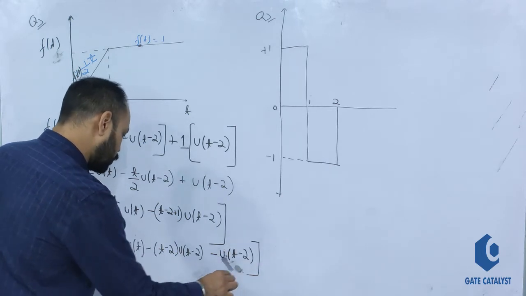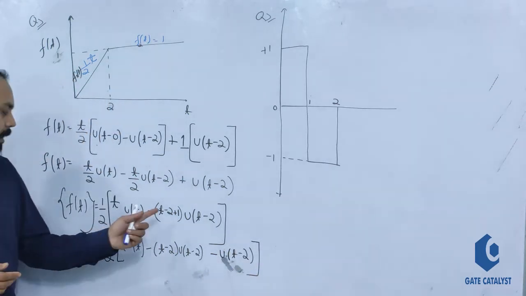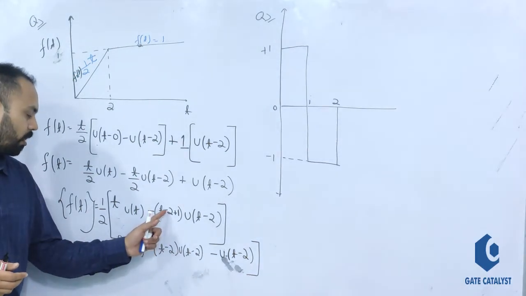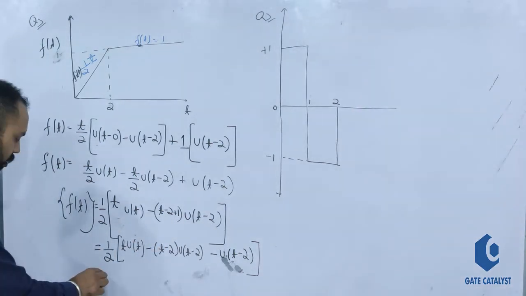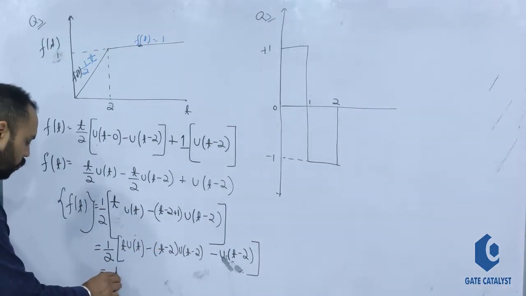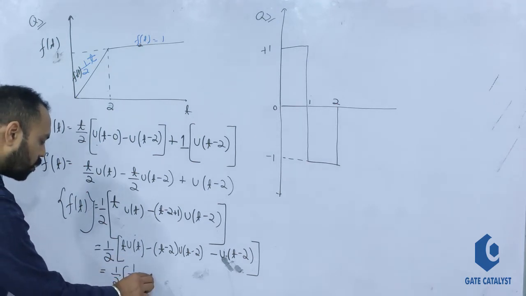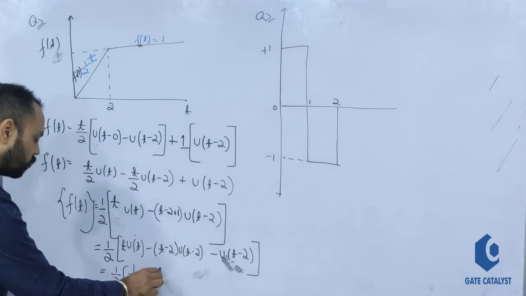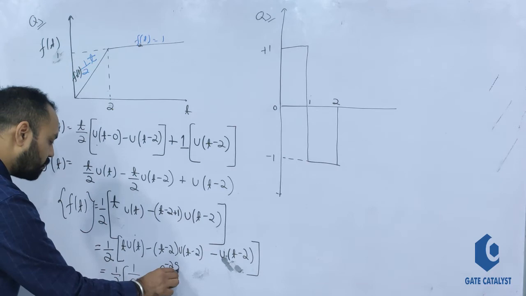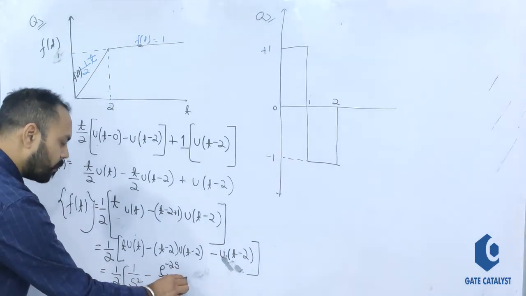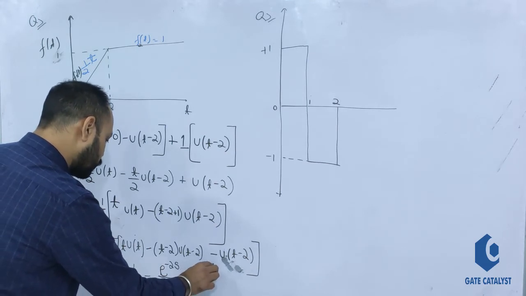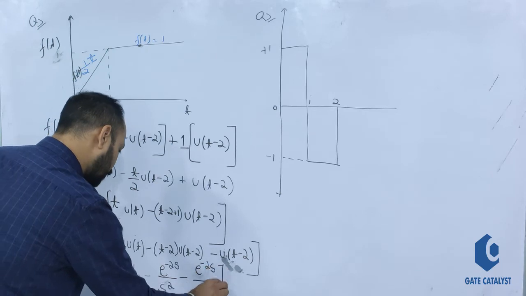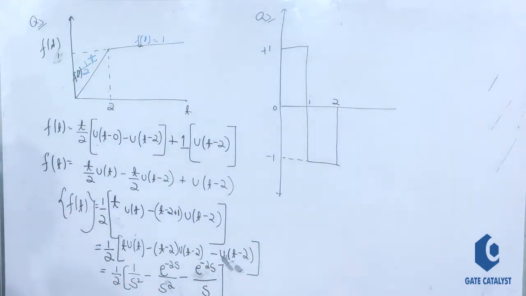Okay, so I hope the calculations are fine. In this expression, you are trying to make t minus 2 ut minus 2. Then only you can apply the translation theorem. This is going to give you 1 by 2. What is the Laplace transform of t ut? 1 by s square. This is t minus 2 ut minus 2. So this becomes e raised to the power minus 2s by s square minus ut minus 2, and that becomes e raised to the power minus 2s divided by s. That is the Laplace transform of this final expression.